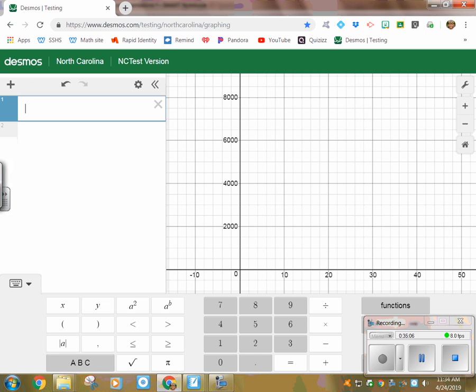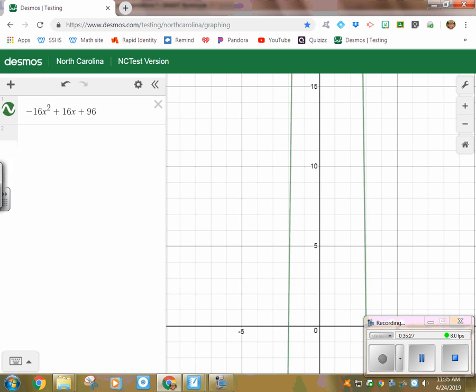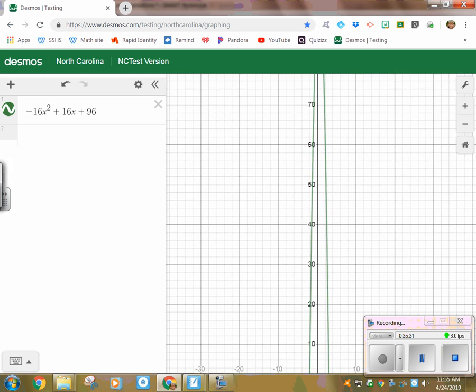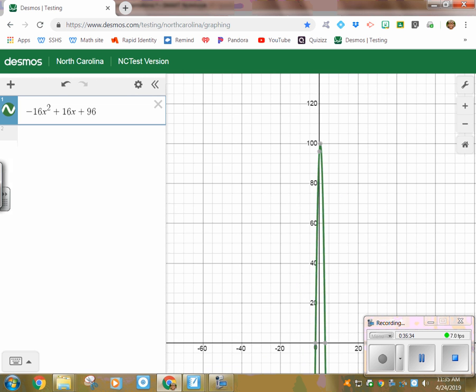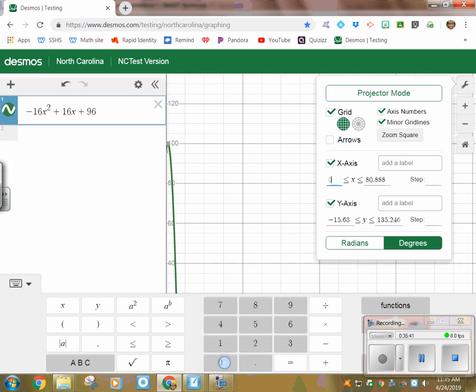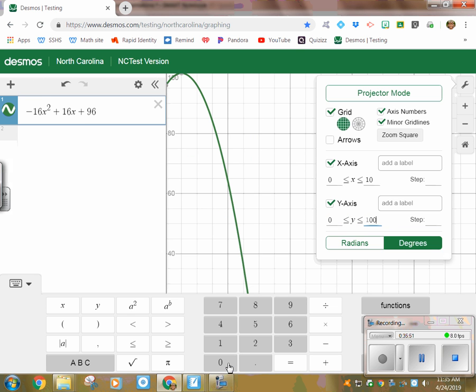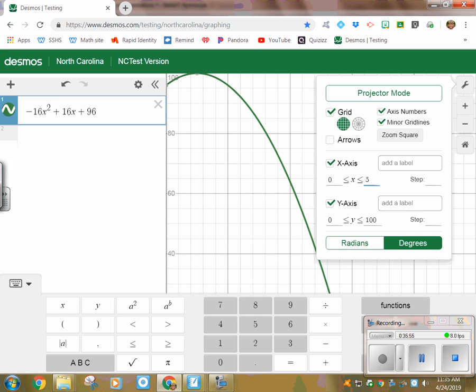So, negative 16 x squared. Are you typing this in? Okay. If you don't want to, I'm not gonna. X plus 96. Oh, I am way off. Okay. See if I can figure out how high it goes. Oh, I think I know how high it goes. Okay, I am going to change it. I'm going to change my screen. Ooh, I don't need that many seconds. I'm going to say within 10 seconds that sucker's back. And I know it goes at least as high as 100. Oh, I don't even need that. See, 5 seconds.